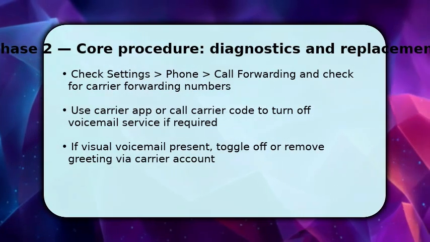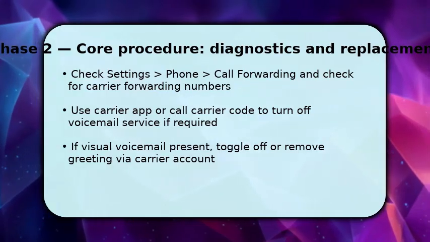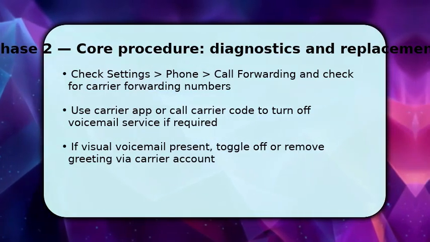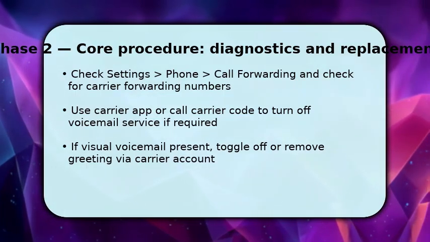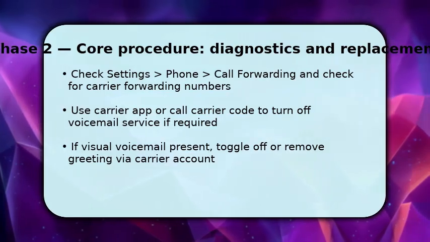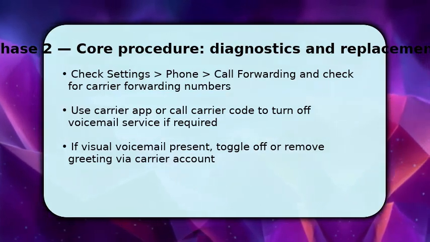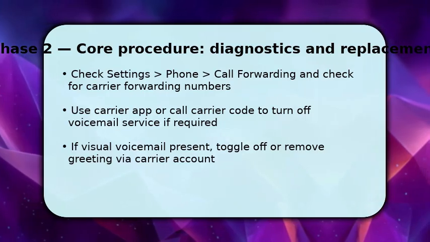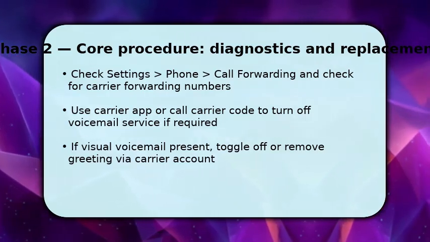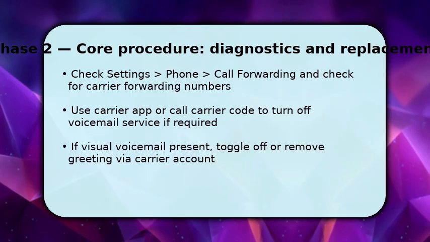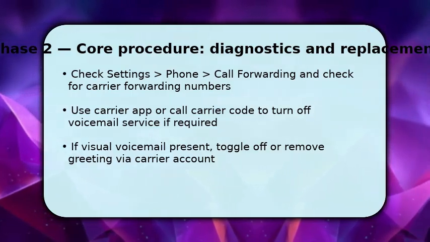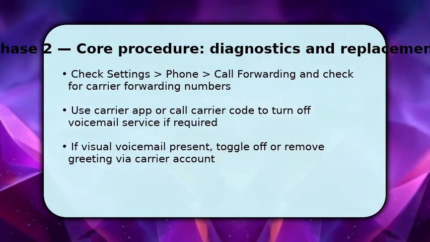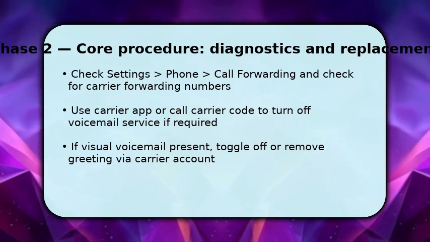Go to Settings, Phone, then Call Forwarding to ensure no forwarding triggers voicemail. Remove any numbers shown. If visual voicemail persists, open your carrier's app or dial the carrier's voicemail management code. Many carriers require that step to fully disable service. Make sure to request voicemail deactivation rather than deletion, because the carrier controls voicemail routing. If you see an option in settings to clear visual voicemail, use it after.